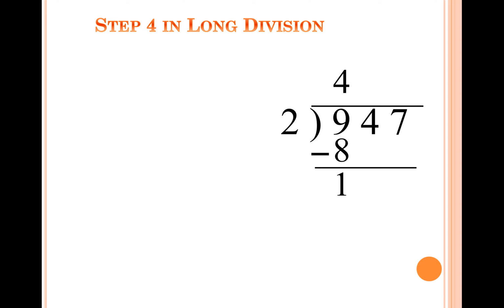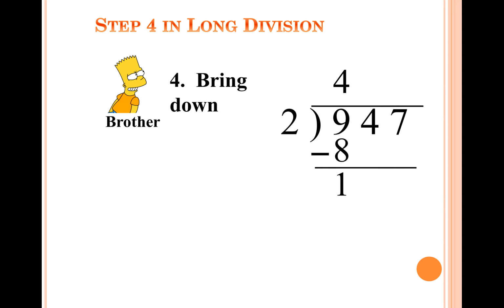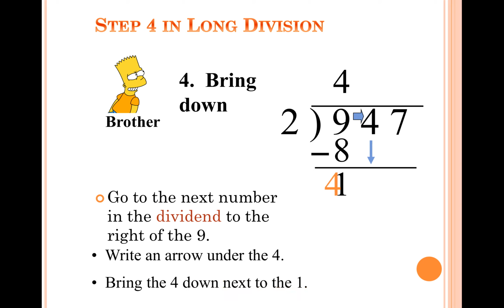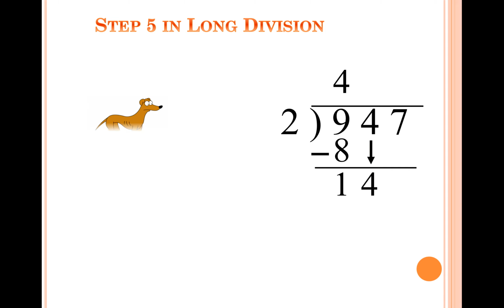Step 4, brother, bring down. We're going to bring down the next digit in the dividend. So the next digit is the 4. We're going to bring down that 4. I like to draw an arrow and put it next to the 1. So now we have the number 14.